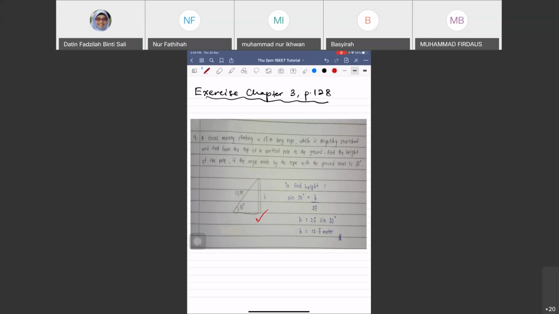So basically, you just need to find the height. This is like your right angle triangle, so you can just use a simple trigonometric ratio to answer this question. So what you have here is sine 30 degrees equals h over 25. Then h equals 25 times sine 30. Sine 30 is half, so times 25 is 12.5 meters. So that's the correct answer. So that is question 9. Question 9 is quite straightforward.